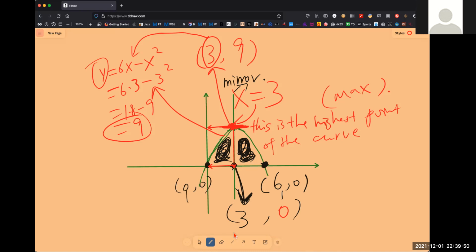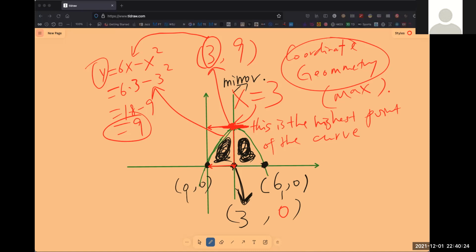By the way, this concept is under coordinate geometry. Okay, let me spend some time on coordinate geometry, and then you will start to understand this concept. Or do you need more teaching on this coordinate geometry concept? I think I get it. You get it? Okay, good. If you get it, I will just move on.